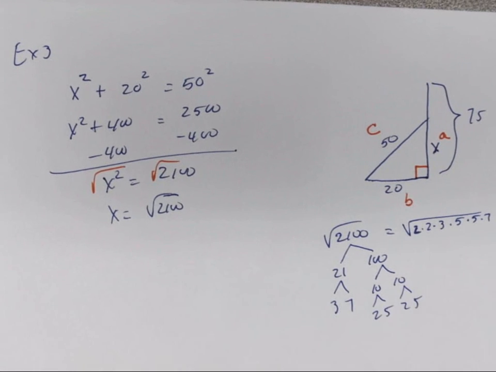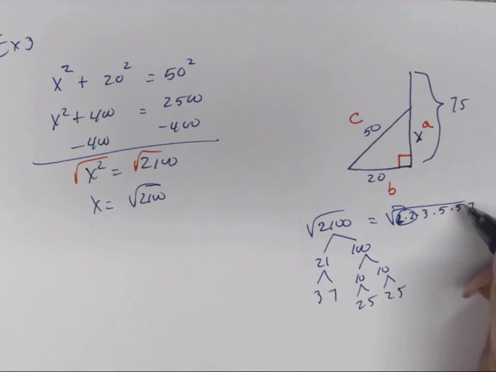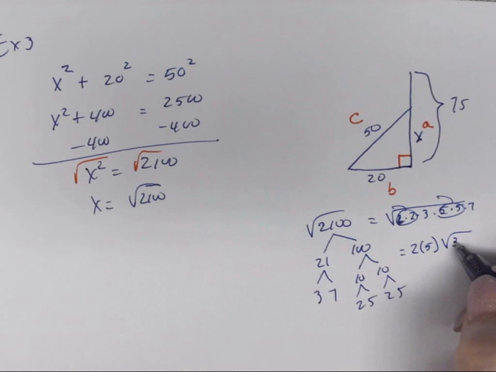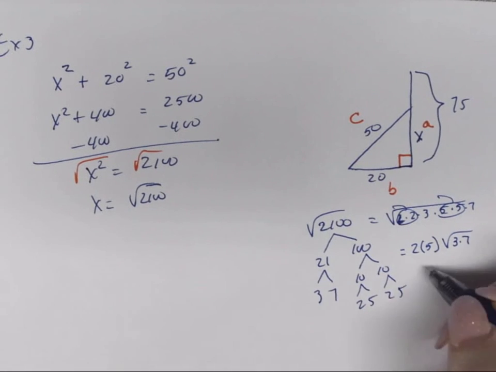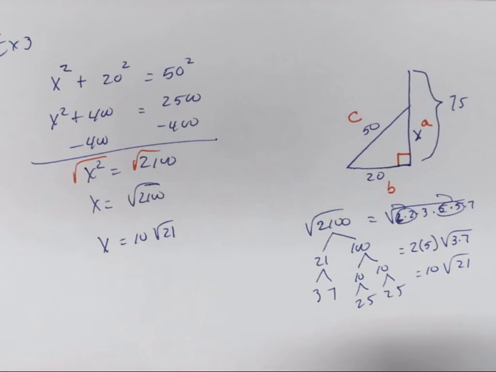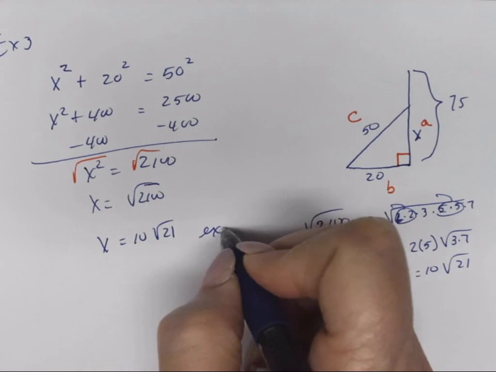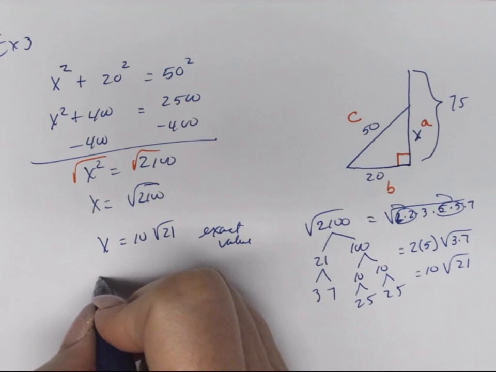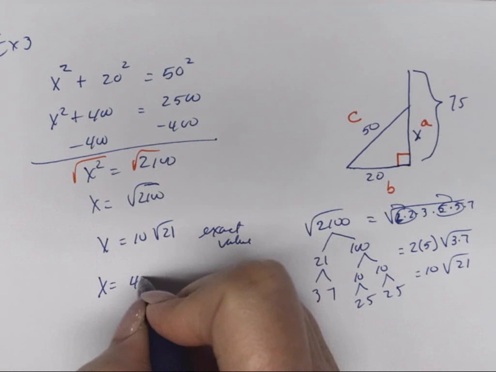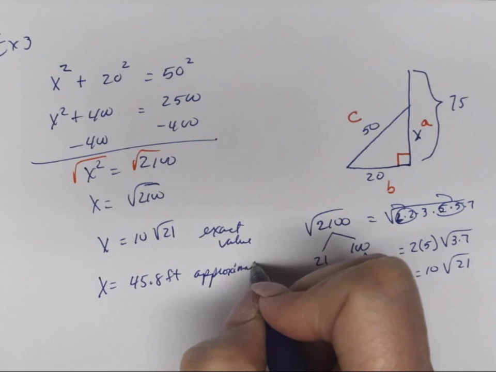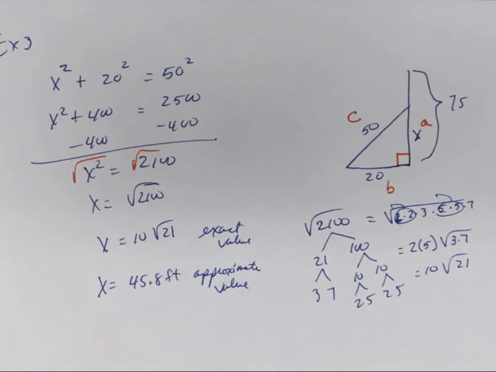So we're looking for groups of 2 of a kind. I have 2 2s and I have 2 5s. So this will be 2 times 5 times the square root of 3 times 7. So 2 times 5 is 10 square roots of 21. So our x will be equal to 10 square root of 21. Now this is the exact value. If in your homework or the problem they want an approximate, our x would be equal to 45.8 feet. This would be an approximation, or the approximate value, because now you have a decimal instead of a radical.